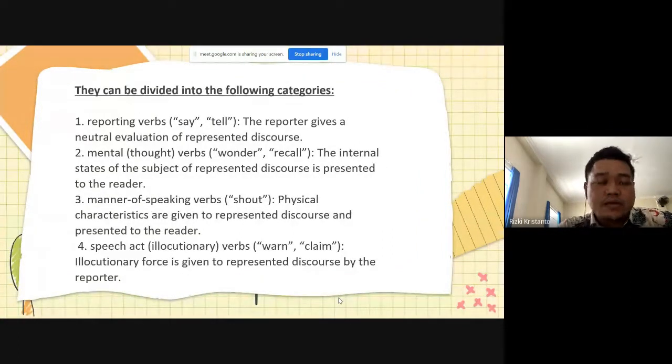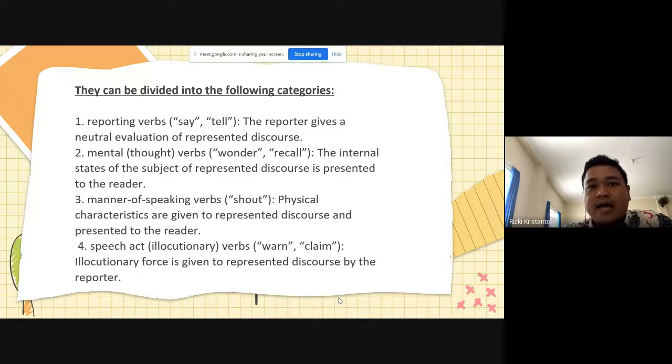Yeah. So in this article, some researchers have already divided some categories related to indirect translation. The first one is reporting verbs like say, and tell. The second one is mental and thought verbs, like wonder and recall. So reporting verbs and mental verbs are parts of indirect translation, and there are two other verbs that are related to indirect translation.